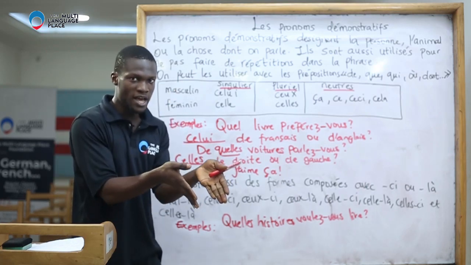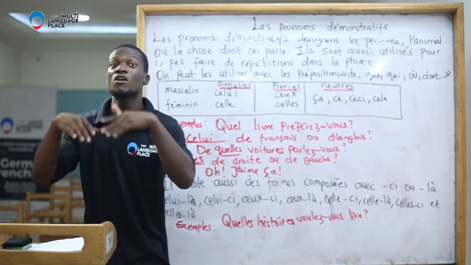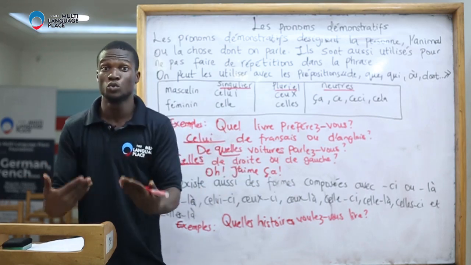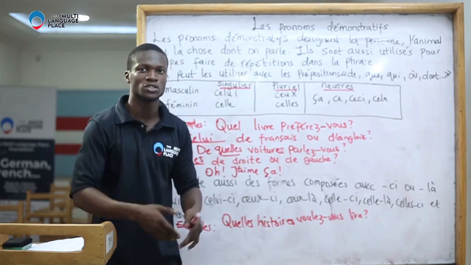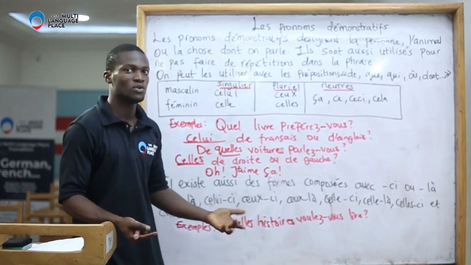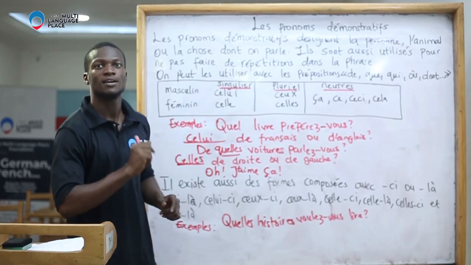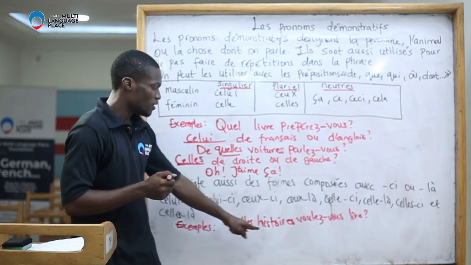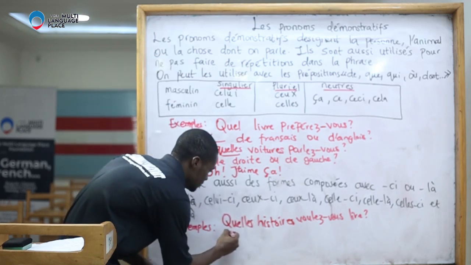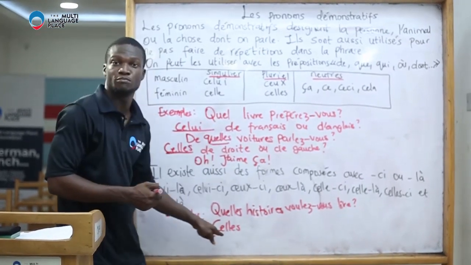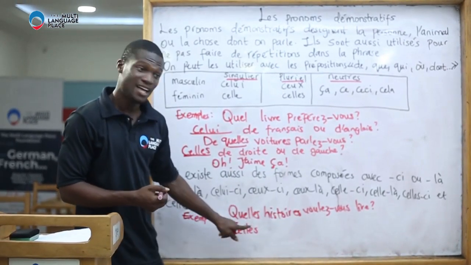The ones here, like these ones or those ones. What kind of these ones are we going to write? What kind of those ones are we going to write? Don't forget to add the ci ou là. So which do you use? Feminine plural, celles avec S.